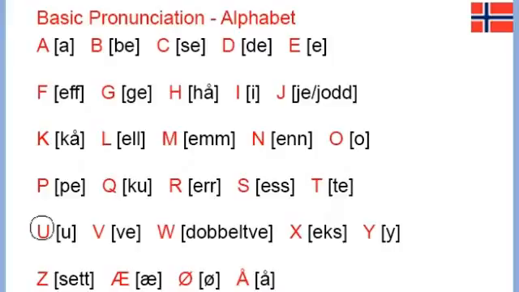The U causes some problems for some people depending on their native tongue. Norwegian has a strong U. And then we have the three last letters that cause a problem for some: Å, Ø, Æ.